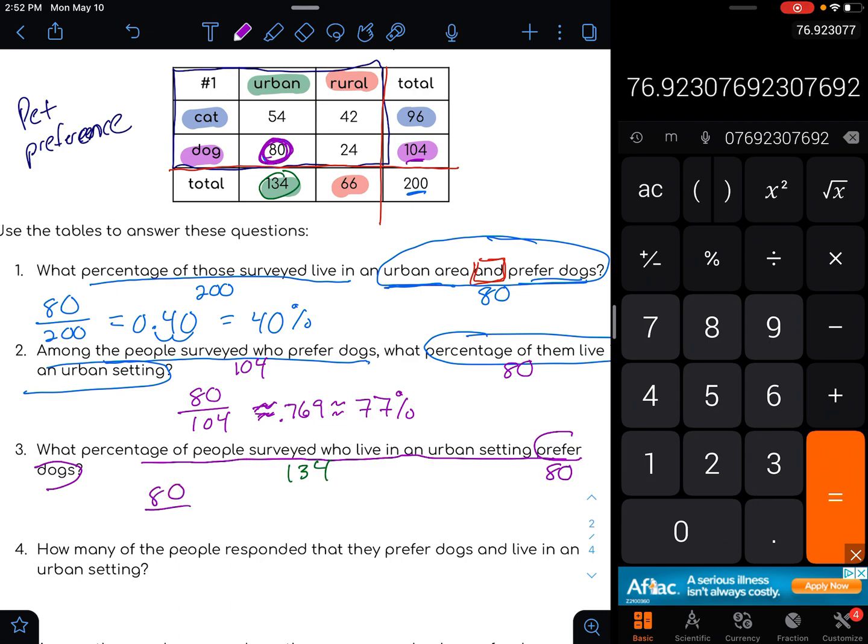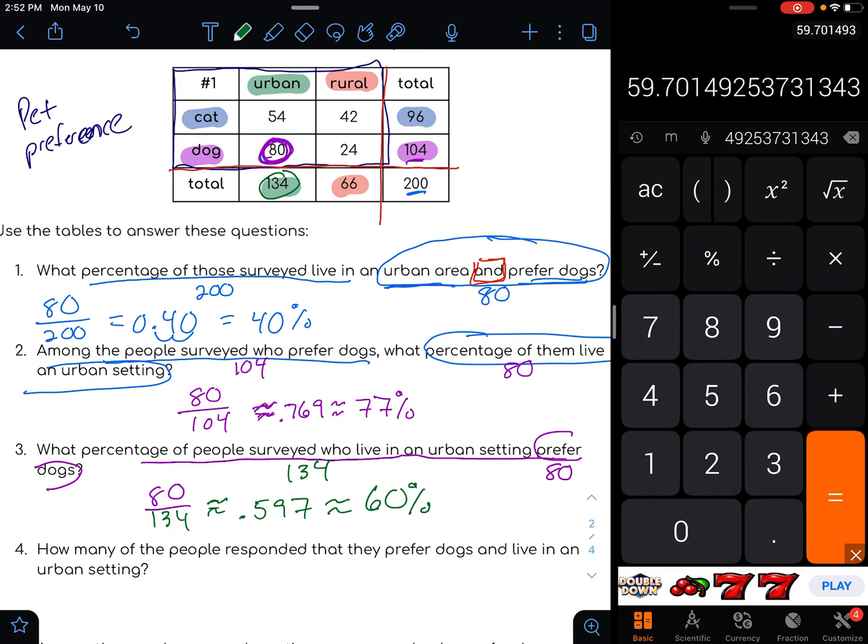So 80 out of 134. So out of all the urban people, how many dog people do we have from that group? So 80 divided by 134, 0.597, so approximately 0.597, which is about 60%. So if we're looking at just all the urban people, how many prefer dogs? About 60% of them prefer dogs.